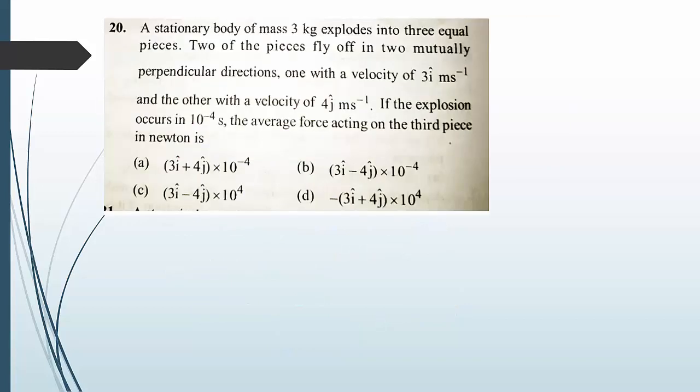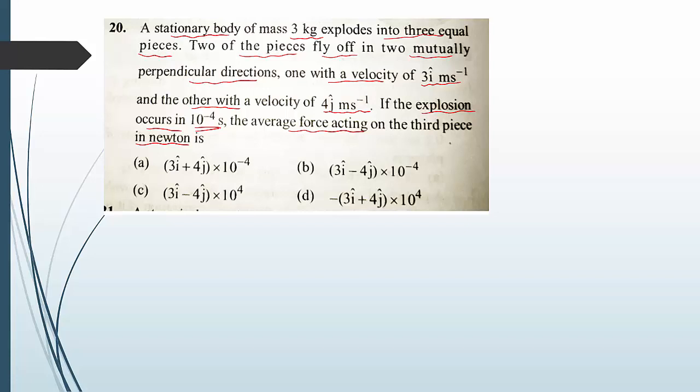20th question. A stationary body of mass 3 kg exploded into 3 equal pieces. 2 of the pieces fly off in 2 mutually perpendicular directions, one with velocity 3 i cap meter per second, the other with velocity 4 j cap meter per second. If the explosion occurs in 10 raised to minus 4 second, the average force acting on the third piece in terms of Newton is? Similar question, we can use directly the law of conservation of momentum.